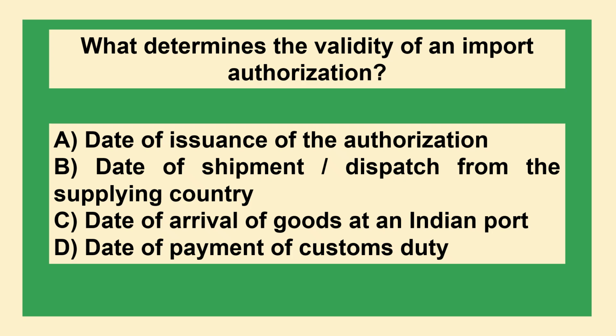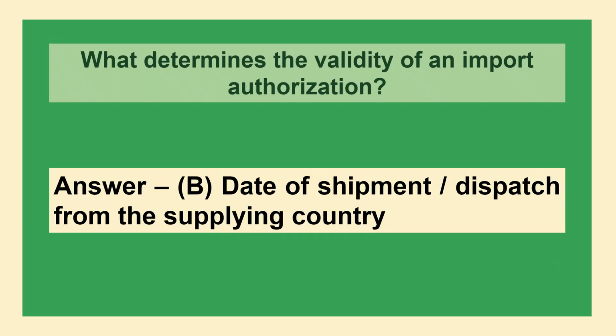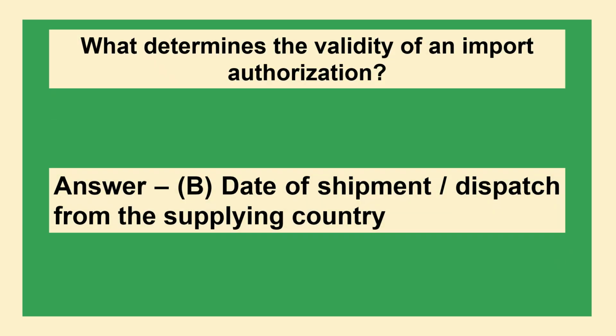What determines the validity of an import authorization? Option A, date of issuance of the authorization. Option B, date of shipment or dispatch from the supplying country. Option C, date of arrival of goods at an Indian port. Option D, date of payment of customs duty. The answer is option B, date of shipment and dispatch from the supplying country.